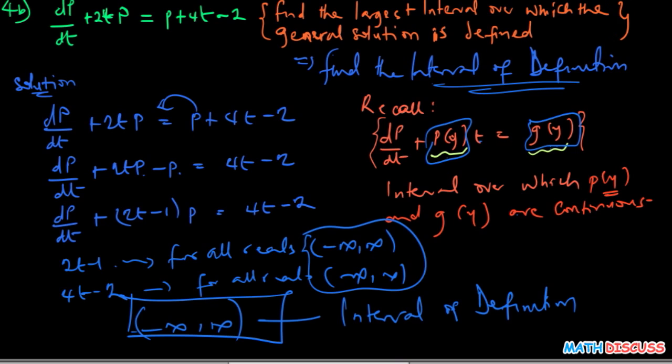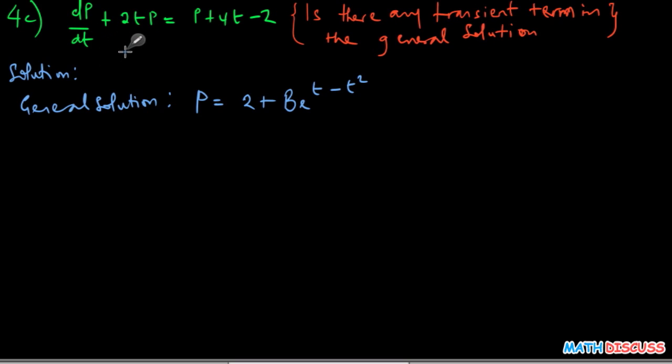Okay, that completes that. Now for the last part, with the same differential equation, you're told to check if there is any transient term in the general solution. What I mean by transient term is, of all the terms of the general solution, like we have here, we have 3 terms, is there any of them that, as the independent variable tends to infinity, diminishes to 0? That is what you need to check.